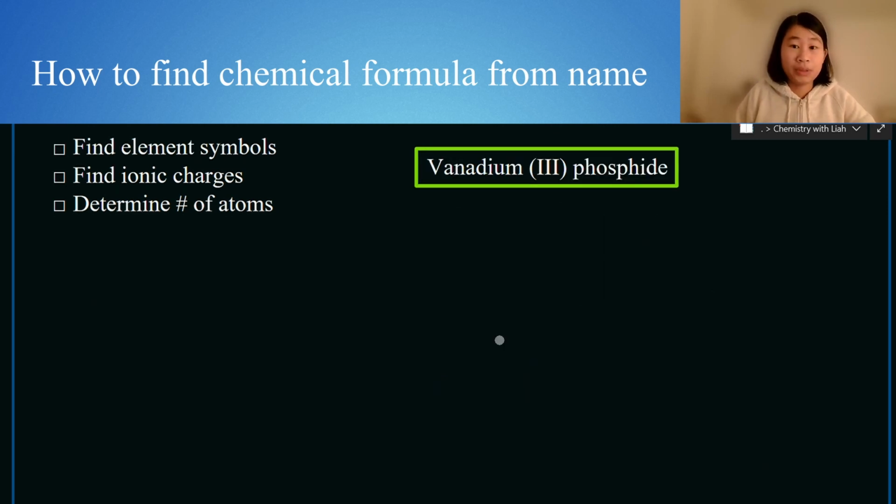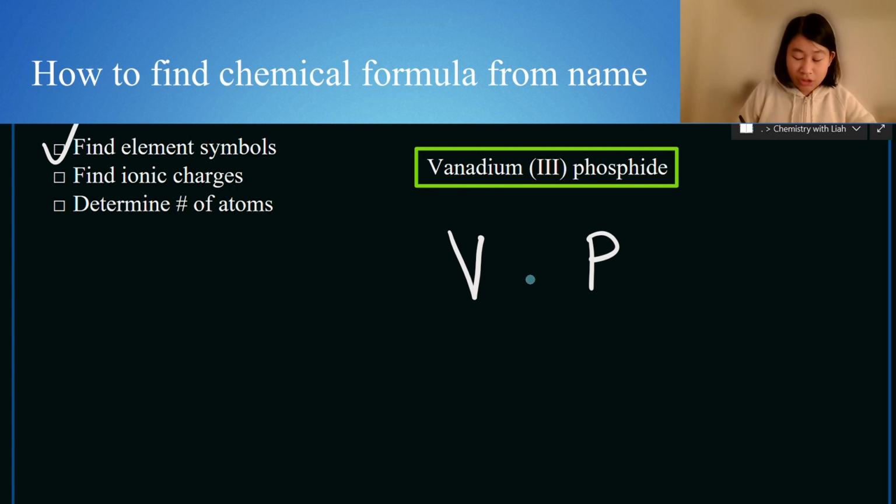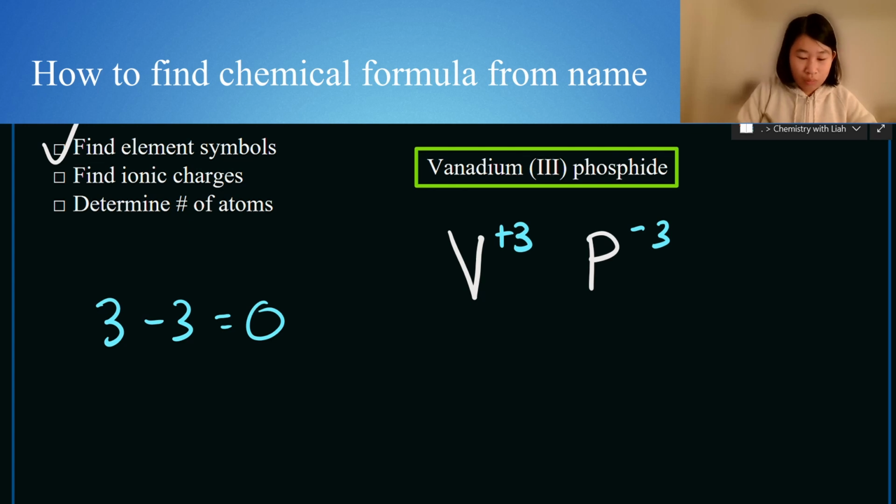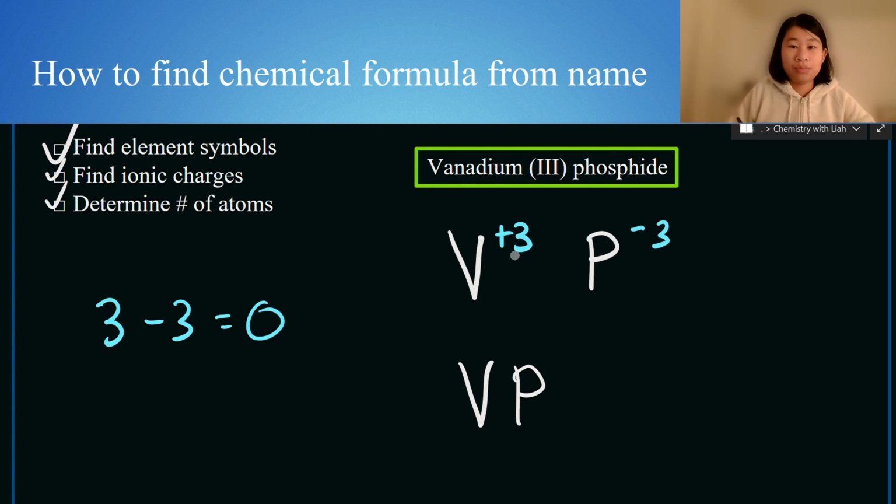So what is the chemical formula when we have vanadium(III) phosphide? So first we will find the chemical symbol. So vanadium is a transition metal with symbol V. Phosphide is phosphorus with a P. And we know that the ionic charges are as follows: positive 3 for vanadium and negative 3 for phosphorus. If we put 1 and 1 together, we have 3 minus 3, which is 0. So that means we only need 1 of each atom for this compound. Okay, and so VP will be our chemical formula for vanadium(III) phosphide.